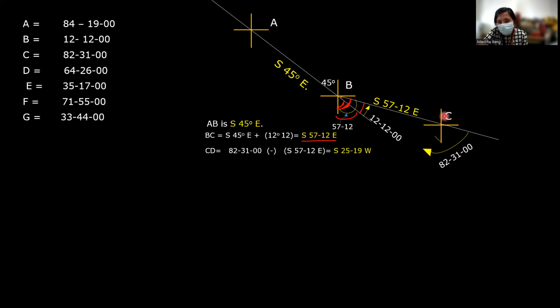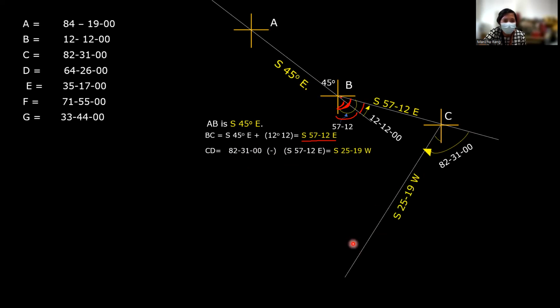So how do we get the bearing of line C to D? So we just take 82 degrees, yung ating deflection angle, minus this one, the remaining is only this one. So this is the total deflection angle minus yung bearing ng B to C, which is this one. So our bearing for our next line, C to D, is this small angle here. We can compute that by just subtracting our deflection angle by the bearing, 57 degrees 12, therefore that is 25 degrees 19 minutes west. So that is southwest. Okay, next we have D.